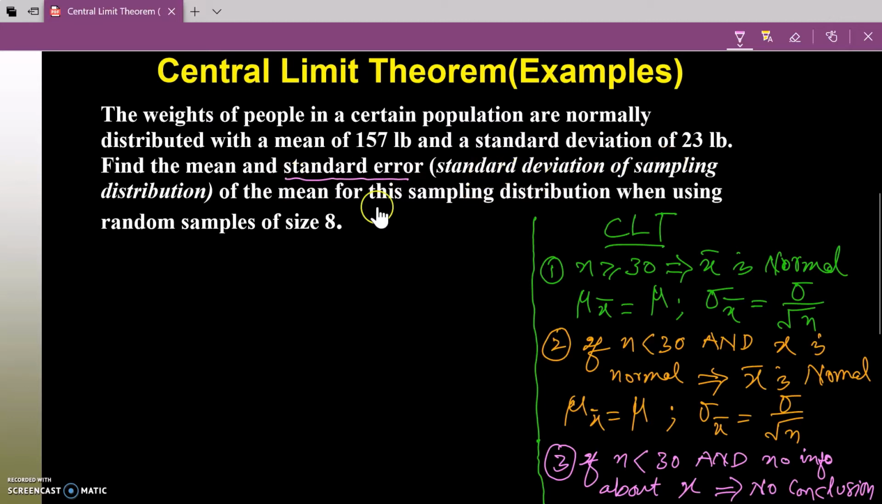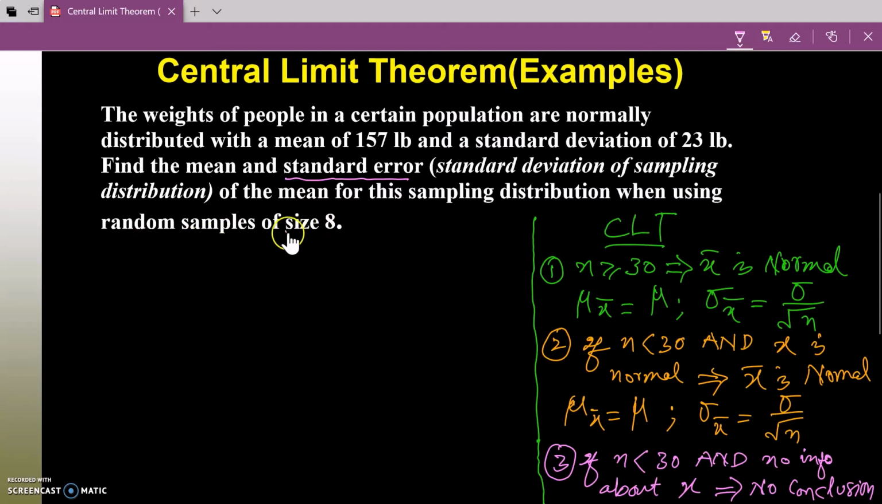It is the standard deviation of the sampling distribution of the mean for this sampling distribution when using a simple random sample of size 8. Okay. So on this right side I have written the central limit theorem. It's very important when you are solving a problem that this central limit theorem must be in front of you. You should have a clear idea what we are talking about, and you should keep this in front of you. And for your convenience, I have written the main idea in the central limit theorem. Let's start with the first one.